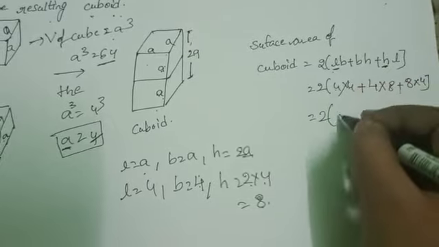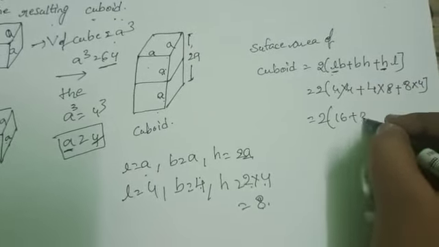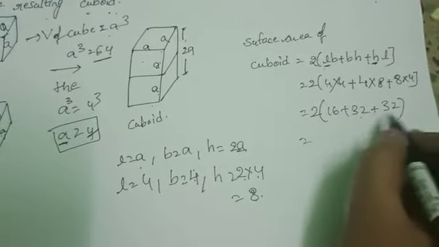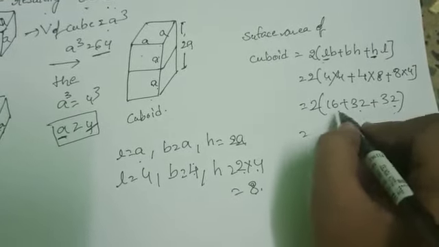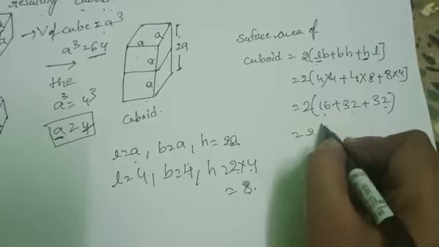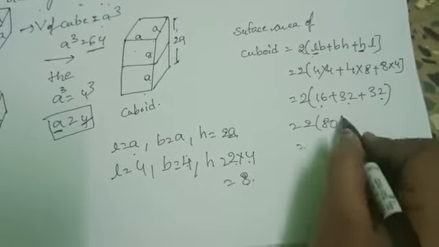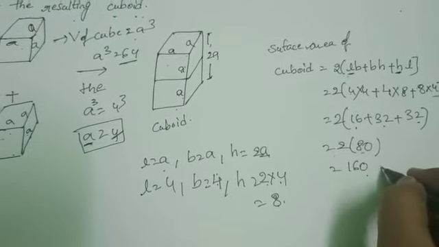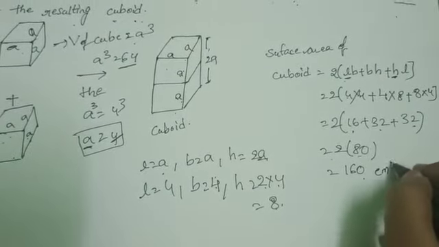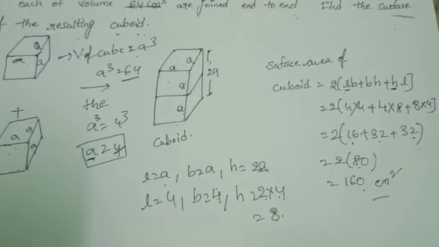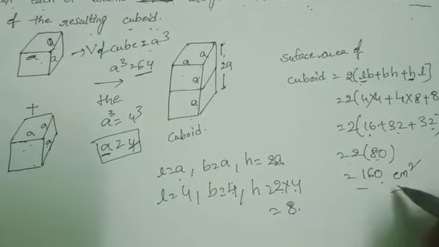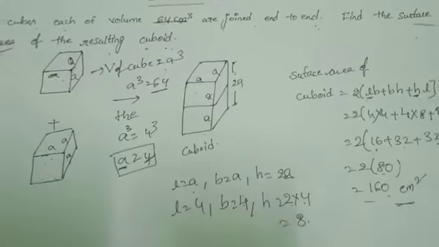2 into 4 into 4, 16. 4 8s are 32. 8 4s are 32. 32 plus 32, 64 plus 16. It is equal to 80. 2 into 80 is 160. Units are centimeter square. Okay, therefore surface area of cuboid equal to 160 centimeter square.